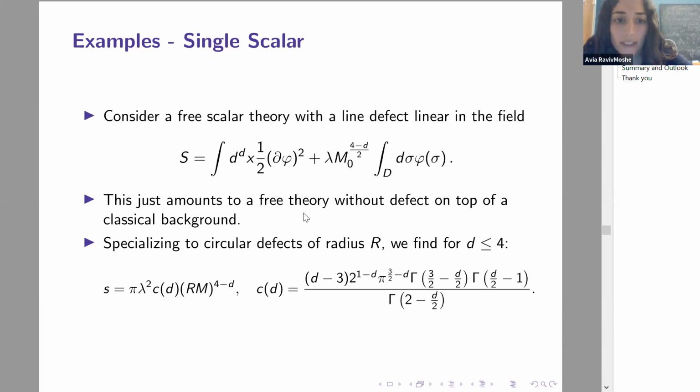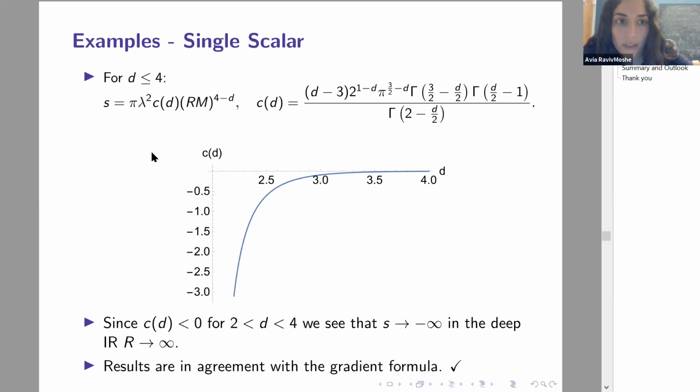And one can take this model and solve it and calculate and show that the defect entropy is given by this expression, where CD is a coefficient that depends on the number of space-time dimensions only. We can plot it for d smaller or equal to 4. This is the plot, and you can see that it is always negative. And what that means is that the defect entropy S goes to minus infinity in the deep infrared when R goes to infinity. Now, also one can verify explicitly, and these results also are in agreement with the gradient formula.